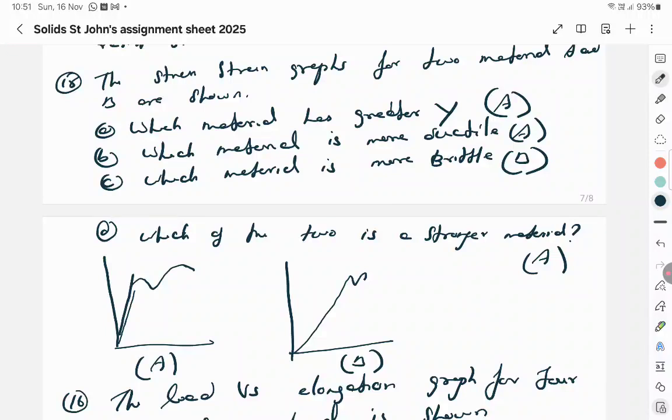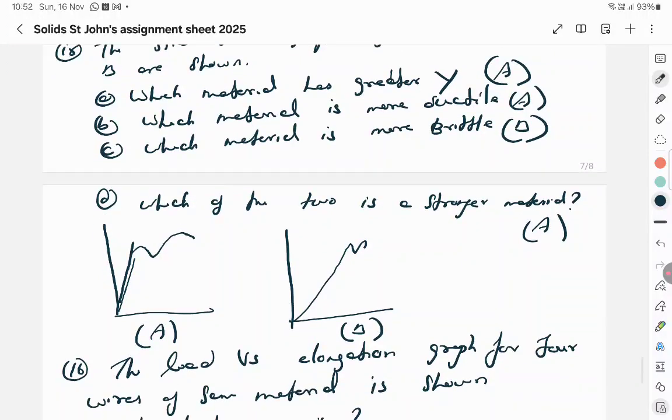The diagram in your question paper is not clear. I searched the net and followed the proper diagram. Next question is, which material is more ductile? Material A is more ductile. Which material is more brittle? The material B is brittle because it doesn't have well-defined plastic region. Which of the two is stronger material? So you know that A will be a strong material.